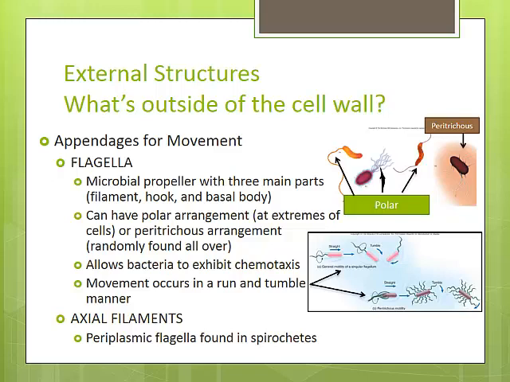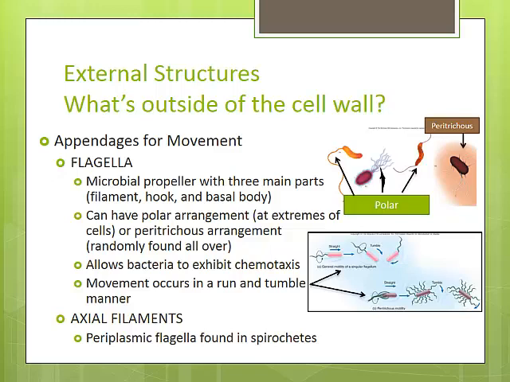And so outside of the cell wall, we see appendages for movement. So bacteria don't just stay in one place, they move around, and some bacteria have these appendages for movement. And those appendages include flagella and axial filaments. Now flagella, it's basically like a little boat propeller. It's a microbial propeller that has 3 main parts: the filament, the hook, and the basal body. And this little propeller is what moves a bacterium towards or away from something good or bad.